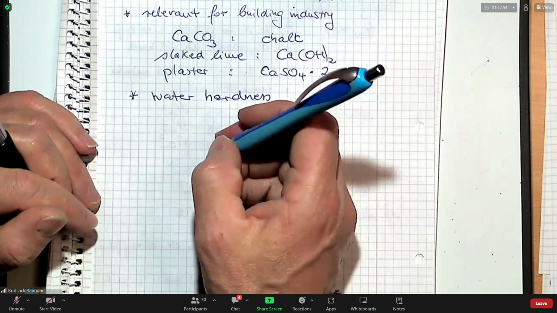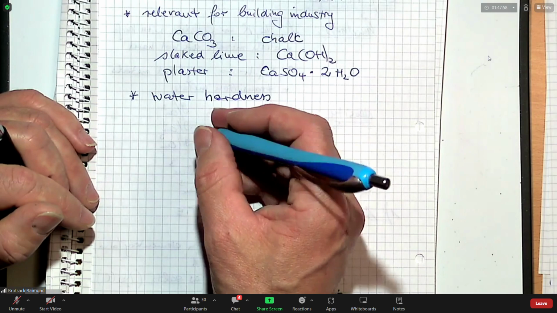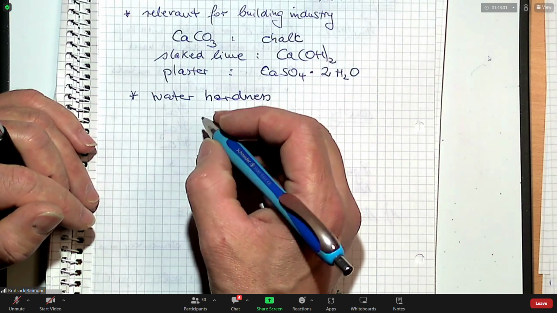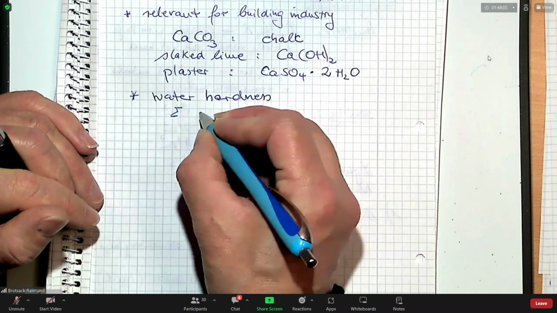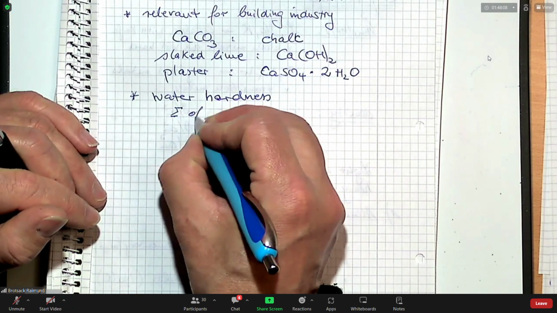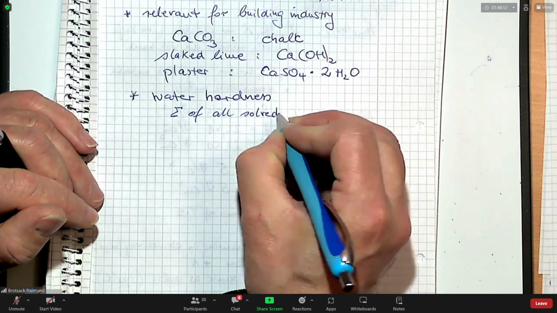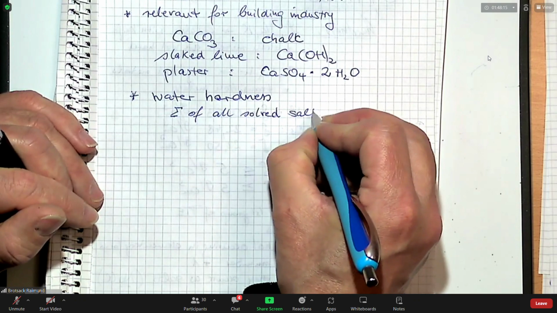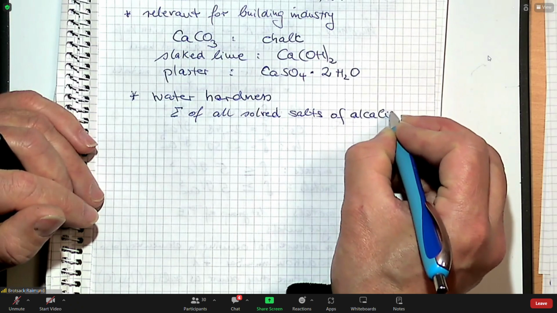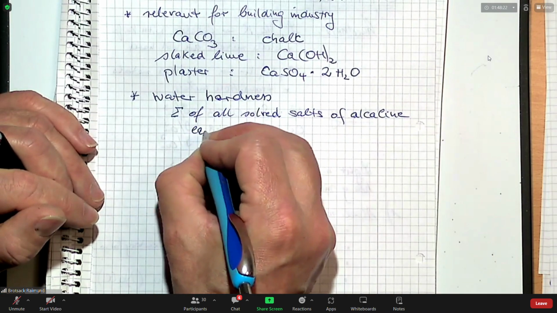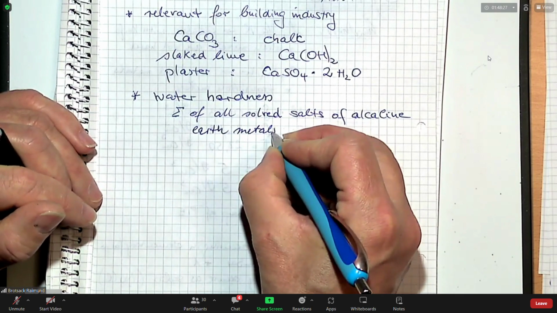Because this is the sum of all solved salts of the alkaline earth metals in water. So the water hardness is the sum of all solved salts of alkaline earth metals in water.